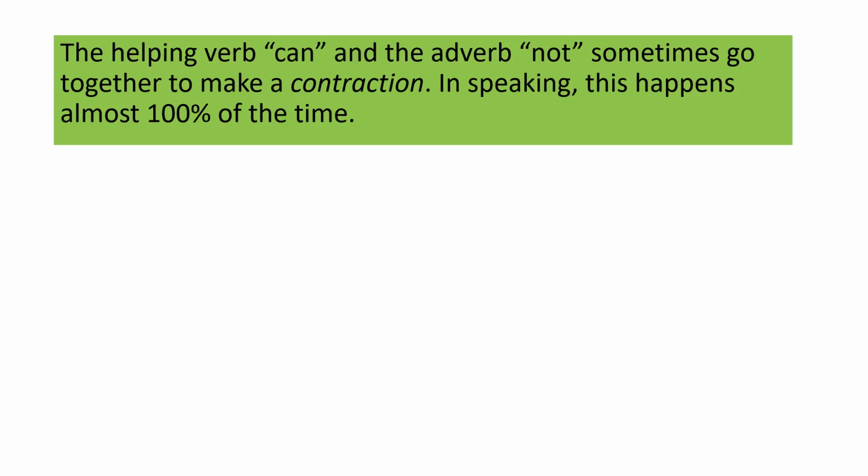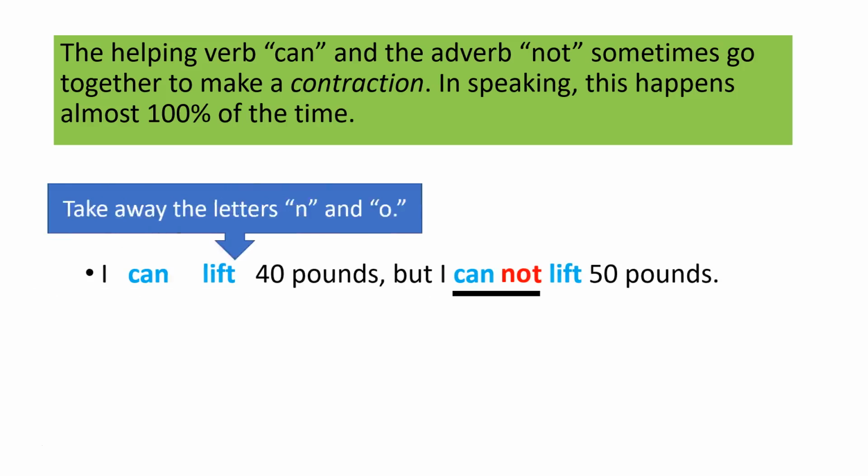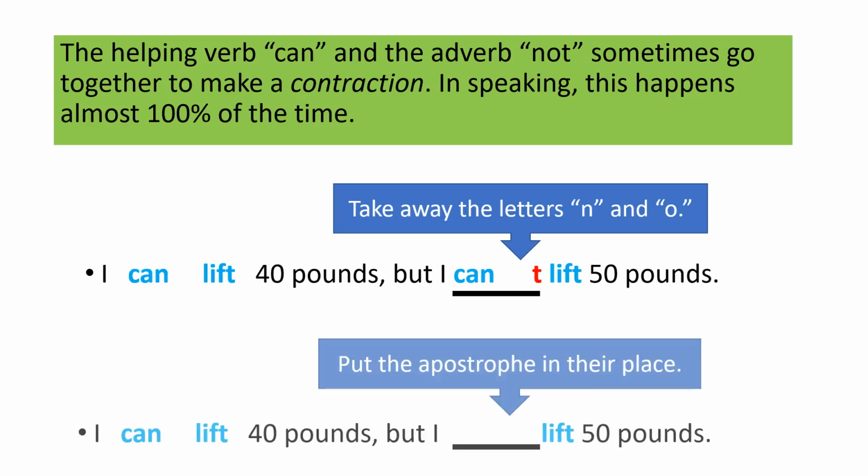The helping verb can and the adverb not sometimes go together to make a contraction. In speaking, this happens almost 100% of the time. I can lift 40 pounds, but I cannot lift 50 pounds. I take away the letters N and O, like this, and I put an apostrophe in their place. This becomes can't. So from the word not, the only thing I keep is the letter T, and I say can't. That means the same as cannot. I can lift 40 pounds, but I can't lift 50 pounds.